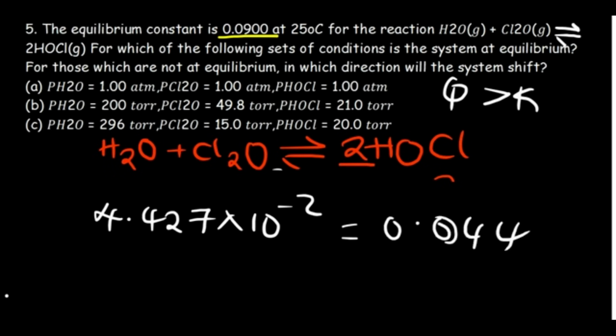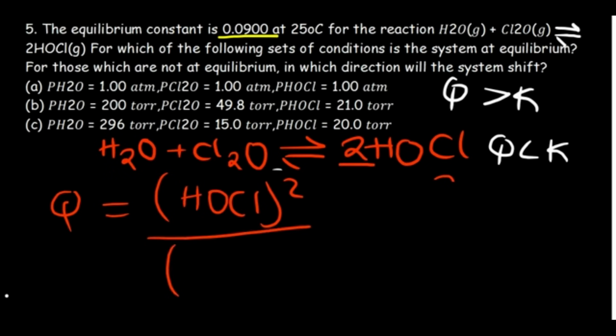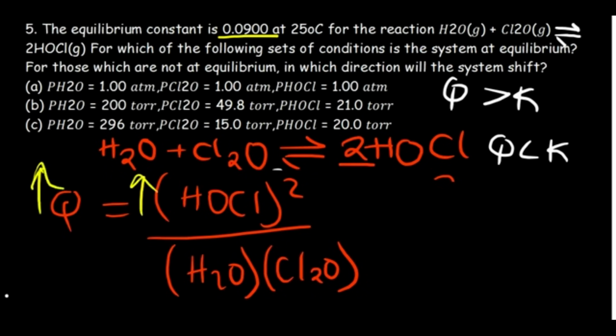So this one becomes less. It is basically less than K. So I would want to make it bigger. How do we get to make it bigger? So our value of Q in this case will have to become bigger if we get to favor the product. Because we do understand that if you look at our formula for our Q or our K, we are looking at the products, of course, raised to their stoichiometric powers divided by the reactants also to their stoichiometric powers. So if we need to increase the value of Q there, we have to increase the numerator on the right hand side, which is representing the product. So in this case, the reaction will shift towards the right to produce more of the products.